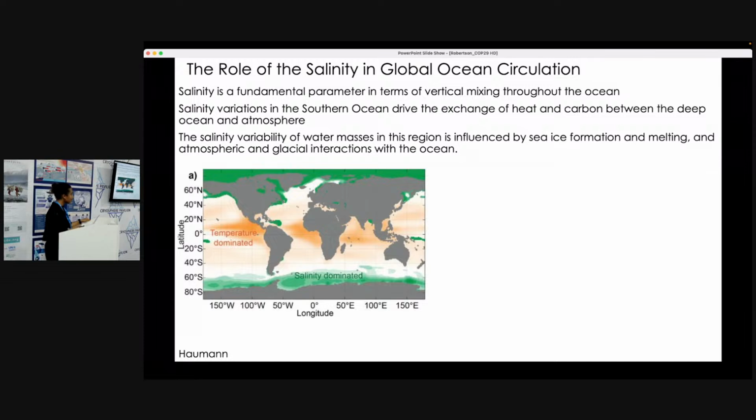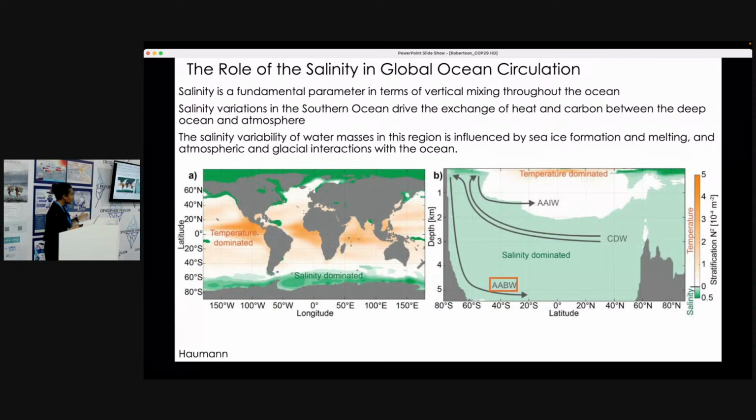So here, what you see on this map is temperature-dominated regions in terms of vertical mixing. And at the poles, both in the north and the south, you see where we have salinity-dominated regions in terms of vertical mixing. This is important, particularly for looking at circulation and salinity changes in the Southern Ocean. When we look at water masses such as Arctic bottom water here that you have in this reddish orange square, which are really important in terms of global circulation.